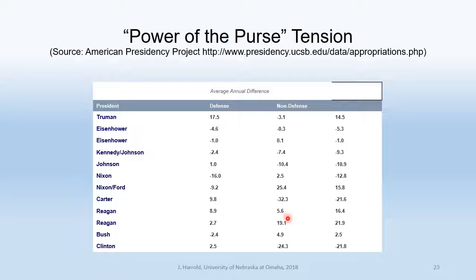That same kind of thing really shows up in the Reagan administration. So interestingly enough, in the Clinton administration, Congress decremented the Clinton budget packages by about $24 billion compared to what he wanted on non-defense areas.